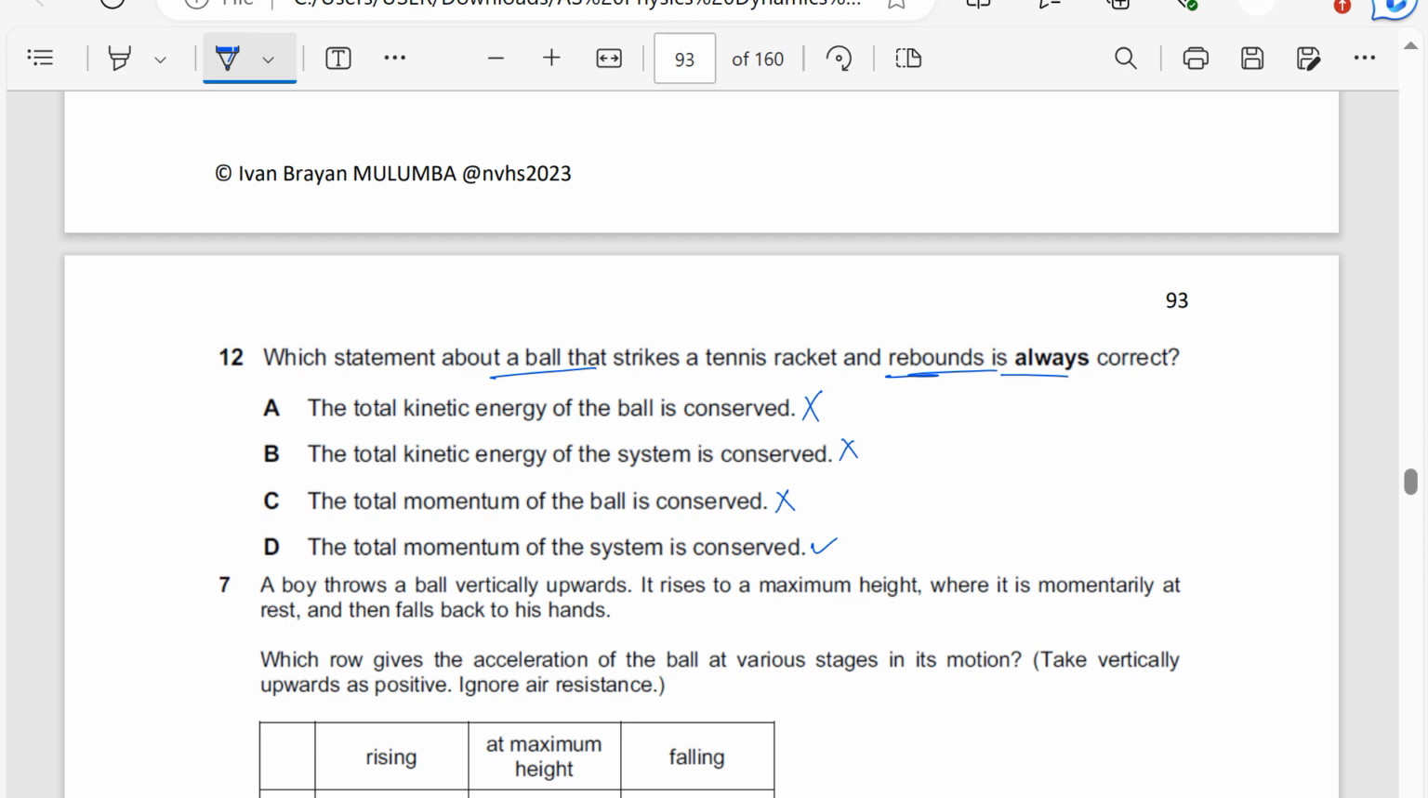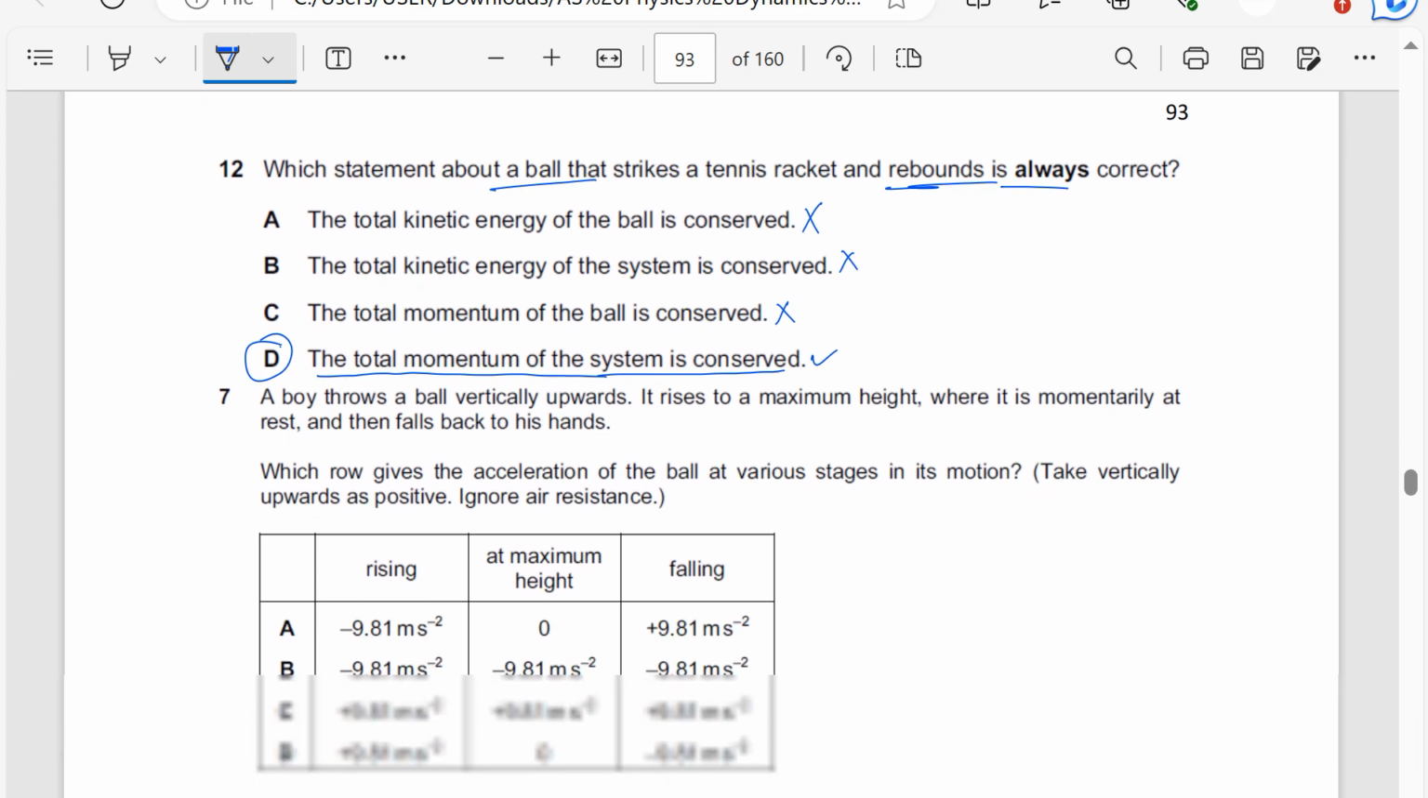So it is only the total momentum of the system. The system is the system of the ball and the racket, not the ball alone. That's why I said total momentum of the ball is conserved. This is not correct. Total momentum of the ball alone is not conserved because it changes. But total momentum of the system, which is the ball and the racket, is conserved. If the system is isolated, total momentum is always conserved, and the system comprises two objects, the ball and the racket.